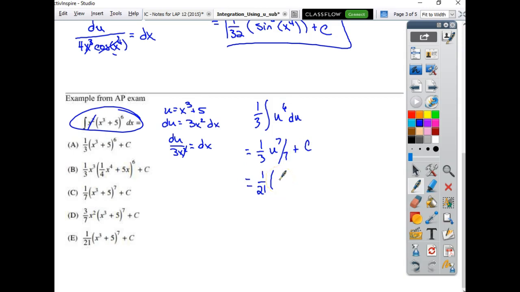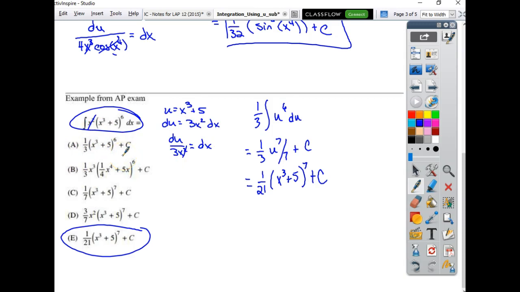of, and we're looking, oh man, 1/21, that's looking pretty good already. It's probably E, but if we do the substitution, u to the 7th, that's x cubed plus 5 to the 7th plus c. Now, what I want to point out, just real fast, if you said A, you did a wonderful job doing the u substitution and then stopped. You never actually took an antiderivative.